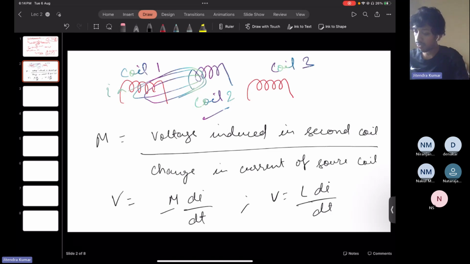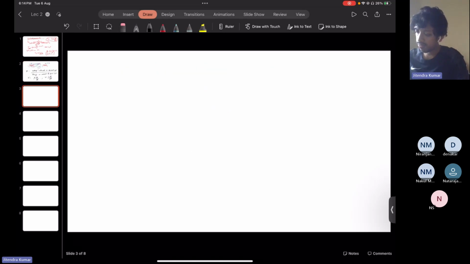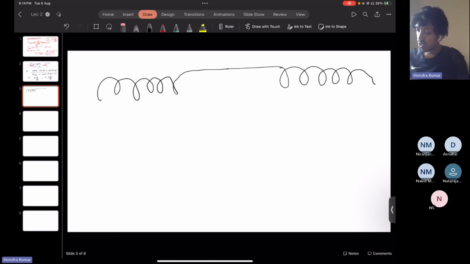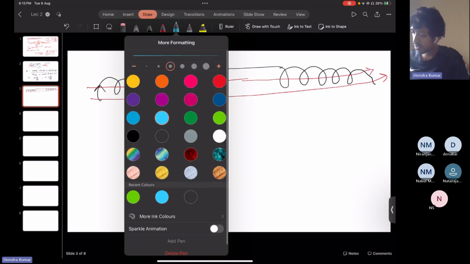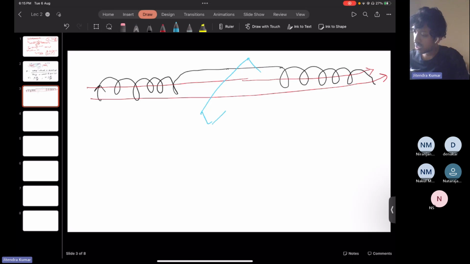So let's suppose, because of this current, this type of current, a flux is traveling in this direction. Okay, and this moving coil is there moving. So the maximum linkage will appear when the moving coil is in this position, right?